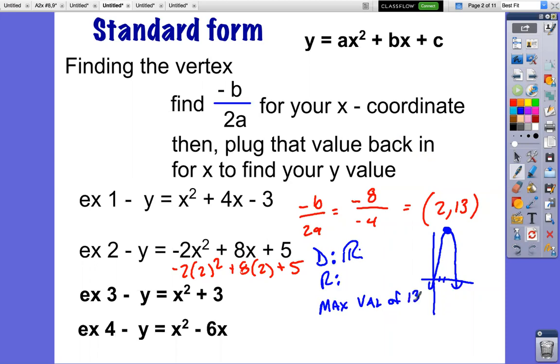So you guys can already put this together. What we're learning today is not really anything new. It's just piecing this all together. And how would I say that then? My range is going to be Y is what? Less than or equal to 13. Exactly right.